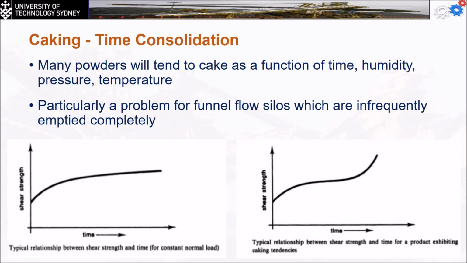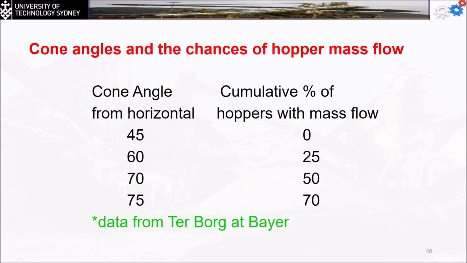So the cone angles and the chances of the hopper massive flow are the following. You can see that almost the minimum cone angle we should have for the hopper should be 45. We can go up to 75. If I take it more than 75, then it's going to be a flat bottom. At 45, the cumulative percentage of the hopper with the massive flow is going to be 0%. As we go up to 75, we're going to have 70% cumulative percentage. So better flow is going to be at the steeper angle.